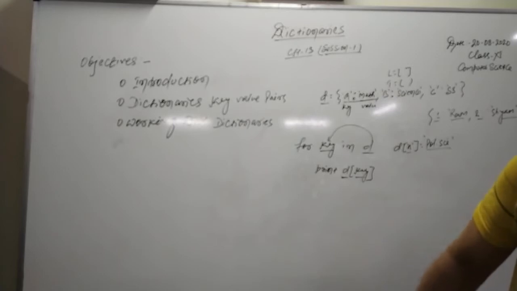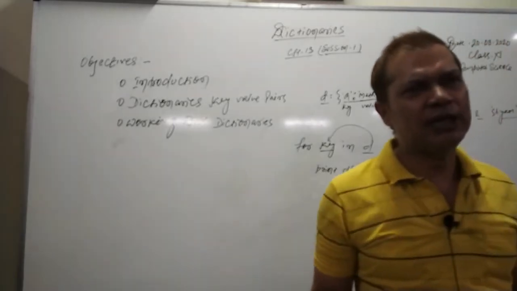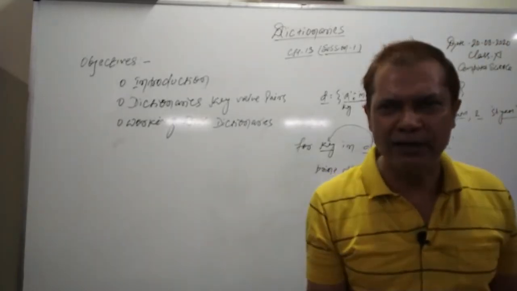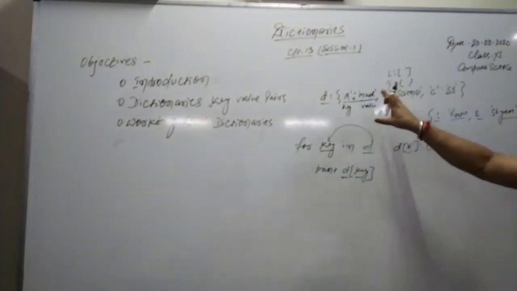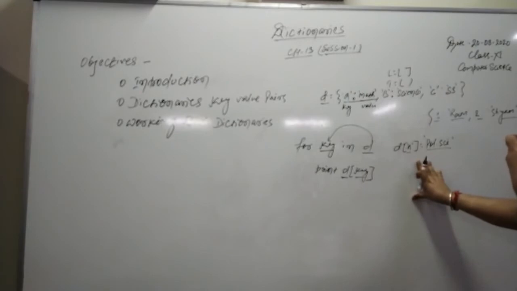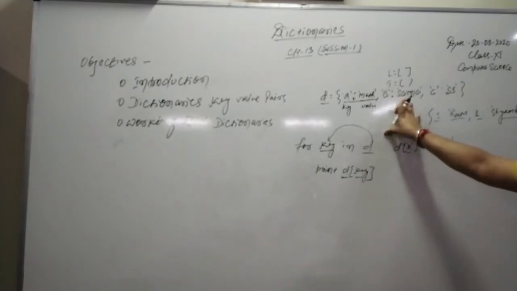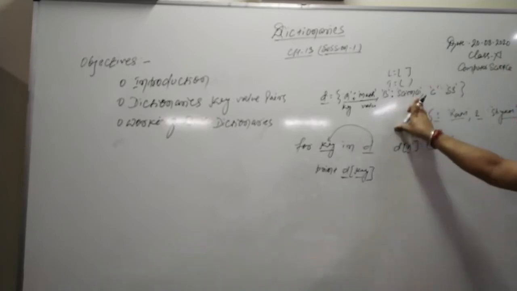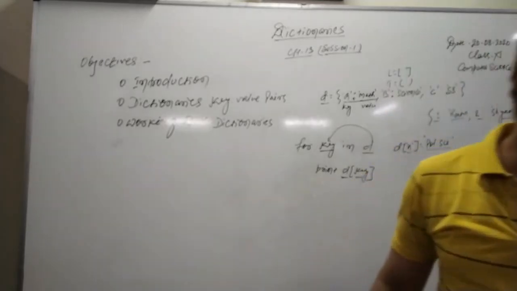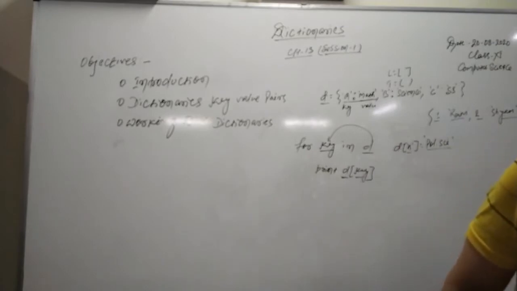Now, a dictionary is internally stored as a mapping, because each key always has a mapping with a value. That's why a dictionary searches for a particular key once you mention it, and it searches for the keys not in order. Anywhere that key is there, it will give you the value. That's why internally each key is mapped to a value.